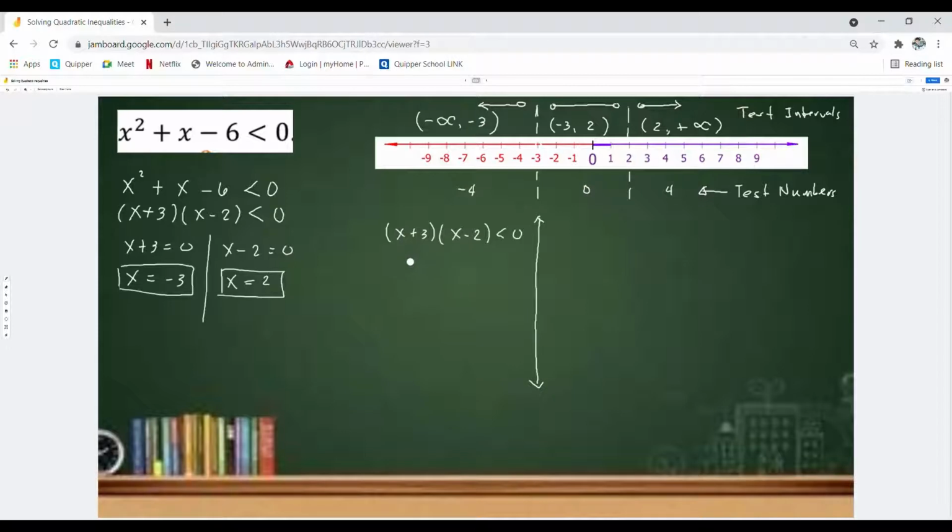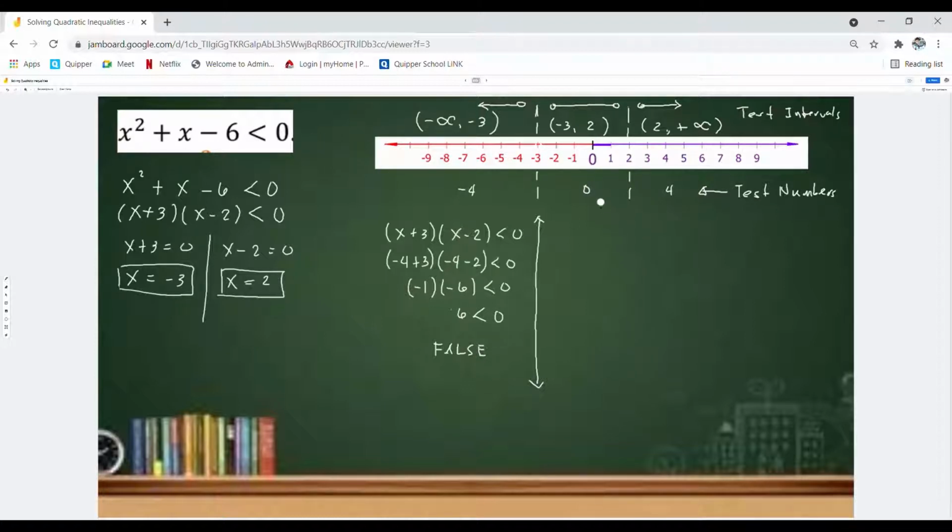So I'm going to substitute negative 4. So negative 4 plus 3 times negative 4 minus 2 is less than 0. Negative 4 and 3 is negative 1, and negative 4 and negative 6 is negative 6. Multiply negative 1 and negative 6, that's positive 6. And then the question is, is positive 6 less than 0? Oh no, it's not, it's greater than 0, so therefore it's false. That means, guys, that the numbers here do not satisfy the inequality, therefore it's not a part of the solution.